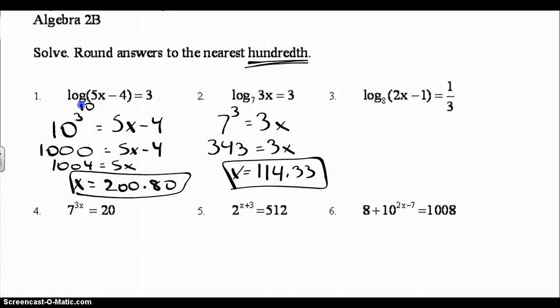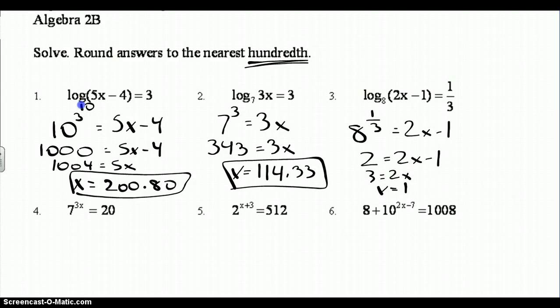Number 3, we have log base 8 of 2x minus 1 equals 1/3. So I'm going to do 8 to the 1/3 equals 2x minus 1, rewriting in exponential form. 8 to the 1/3 is the cube root of 8, so we get 2 equals 2x minus 1. Add 1, 3 equals 2x, x equals 3 halves, or 1.50. Moving down to number 4.